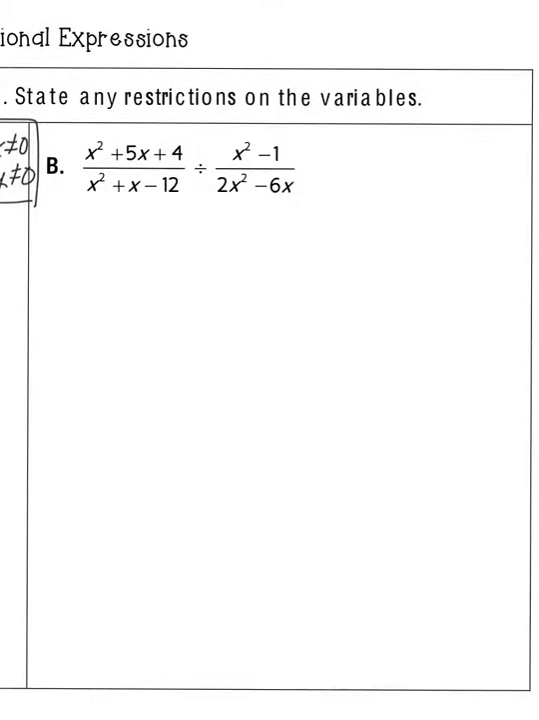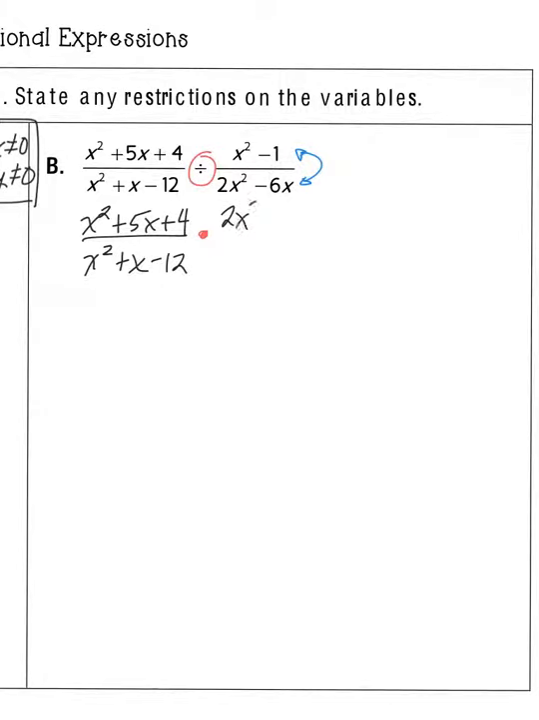So then for B, we're going to do keep, change, flip again. So we're going to keep, and if you want to factor as your keep, change, flip, that's fine. I'm going to do an extra step. So x squared plus 5x plus 4 over x squared plus x minus 12. So that's my keep. I'm going to change this to multiplication, and then I'm flipping that whole fraction.